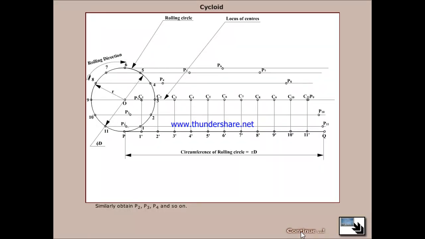Now draw a smooth curve through P1 and finally to Q. This is the rolling circle path. Now this curve is the required cycloidal curve. The rolling path is the cycloidal curve.